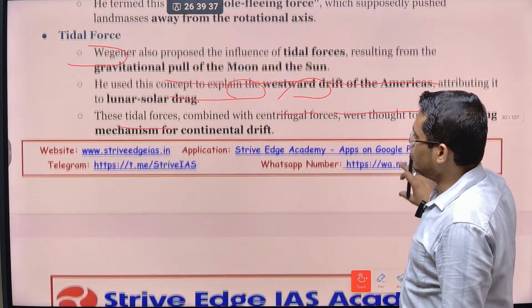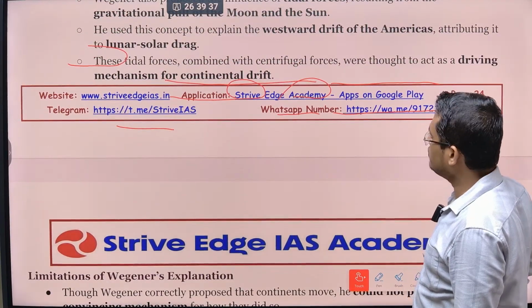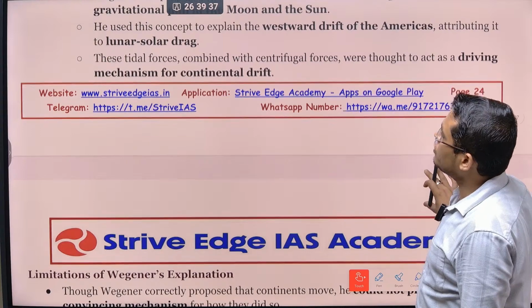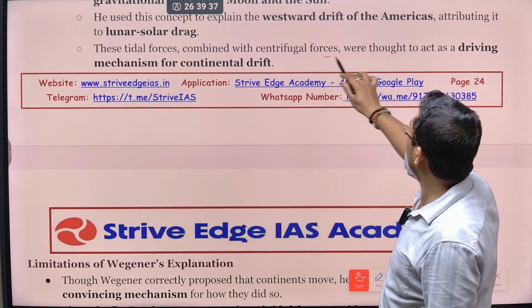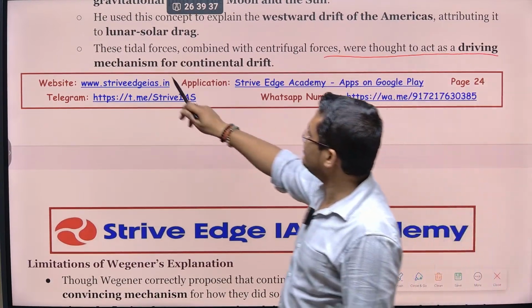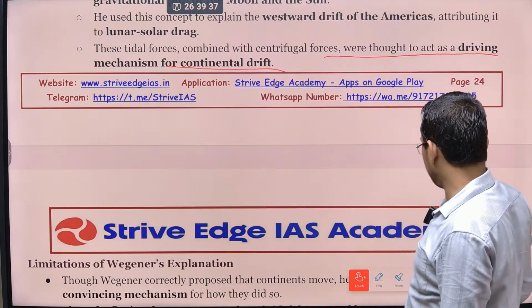Okay, let's go. So this tidal force combined with centrifugal force is thought to act as a driving mechanism for continental drift. So they are proposing that only.